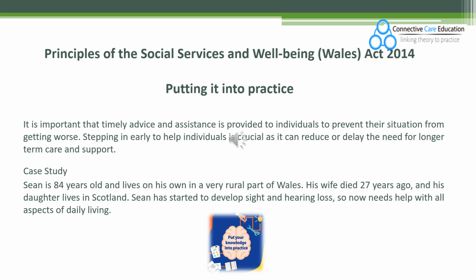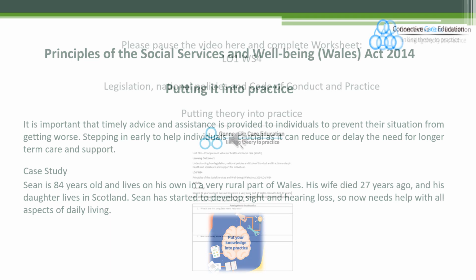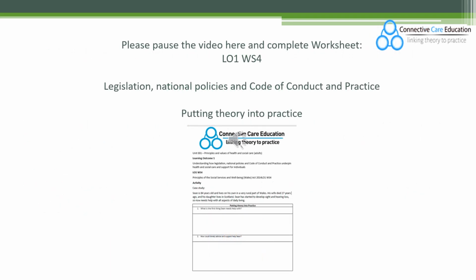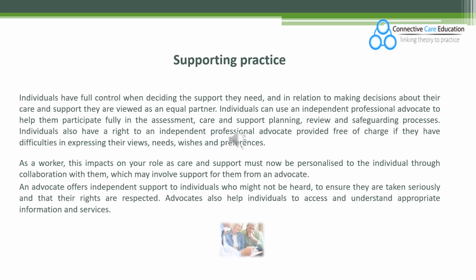Sean is 84 years old and lives on his own in a very rural part of Wales. His wife died 27 years ago and his daughter lives in Scotland. Sean has started to develop sight and hearing loss, so now needs help with all aspects of daily living. Please pause the video here and complete worksheet Learning Outcome 1, Worksheet 4, Putting Theory into Practice.